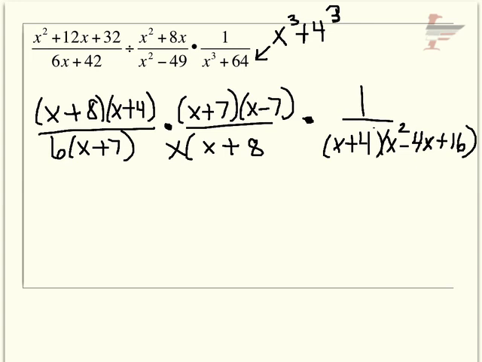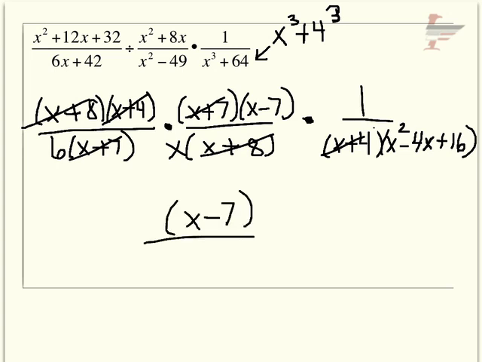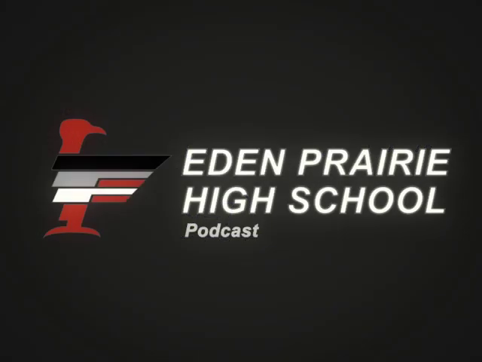And everything is factored out, so now the x plus 7's cancel, the x plus 8 cancels, the x plus 4 cancels, and that is it. So in my numerator, all I have left is the x minus 7. In the denominator, I have a 6 and an x, and then the quadratic, x squared minus 4x plus 16. And that's my final answer.